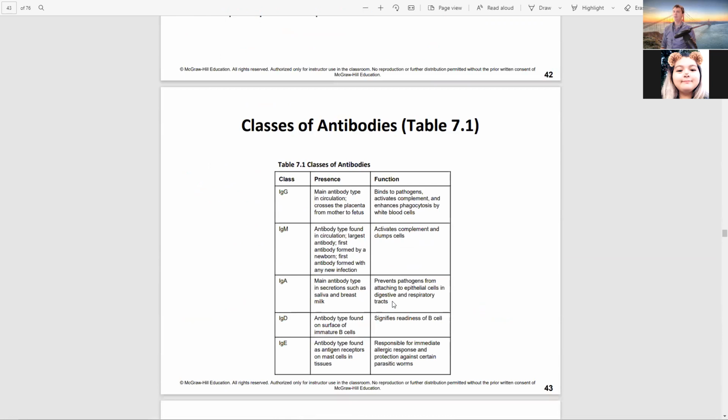So it's all summarized. I'm not going to read this for you. You can look it over, but it summarizes where the different antibodies are found and their function.